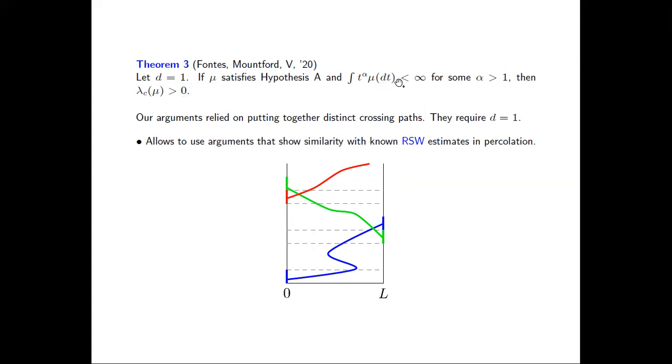Using this hypothesis, I think it's okay because it's some nice thing that can be explored further to say more. The main problem here is that we have this restriction to one dimension, because we did use path crossing to construct a path out of other paths.